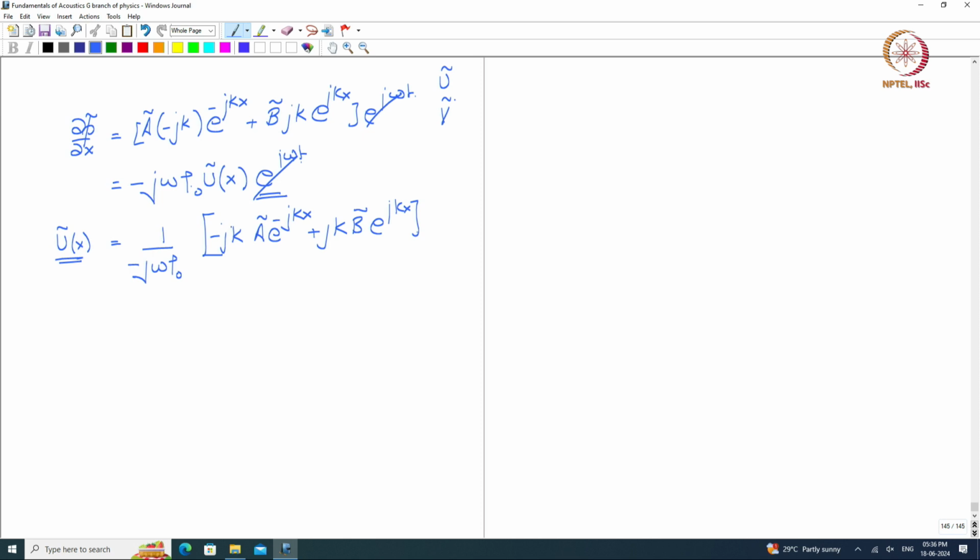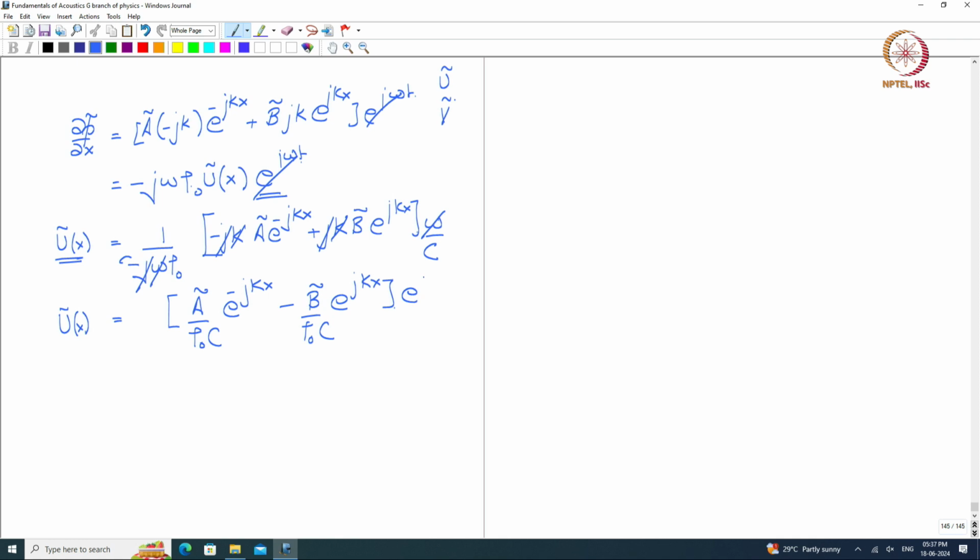Okay. This j goes, this j goes, this j goes. k is omega by c, k is omega by c. So I have omega, omega goes away. So what I have, I take this minus inside, I have a tilde by rho 0 c e to the power of minus jkx minus b tilde by rho 0 c e to the power of jkx. That is my u tilde of x.